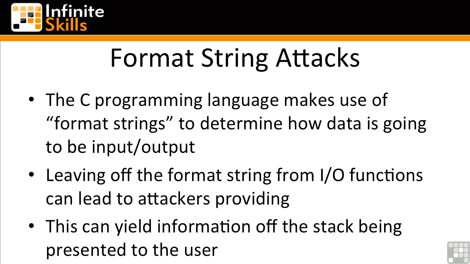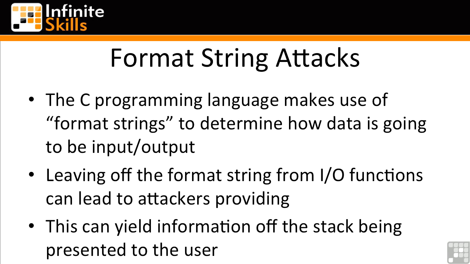Format strings come about because the C programming language makes use of these format strings that determine how data is going to be input or output. So you have a string of characters that define whether the subsequent input or output is going to be an integer or whether it's going to be a character or whether it's going to be a string or a floating point, that sort of thing. So you have a format string that defines the input or the output.